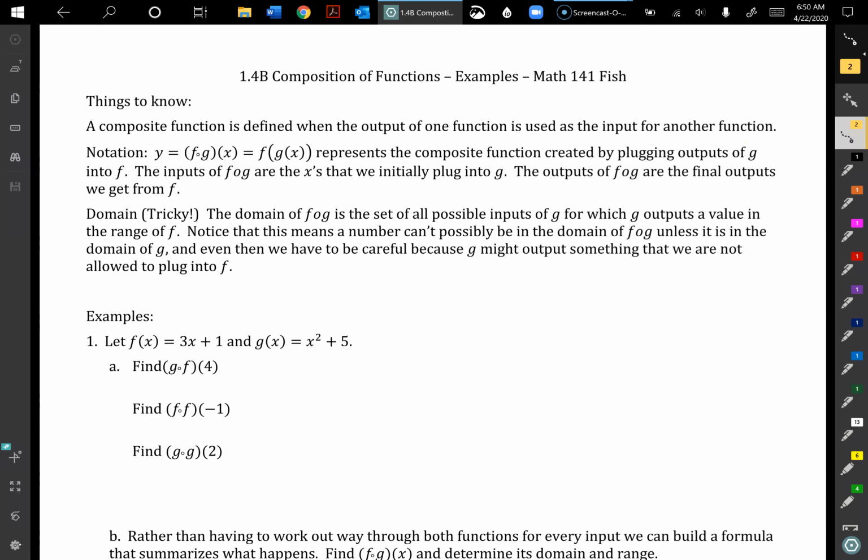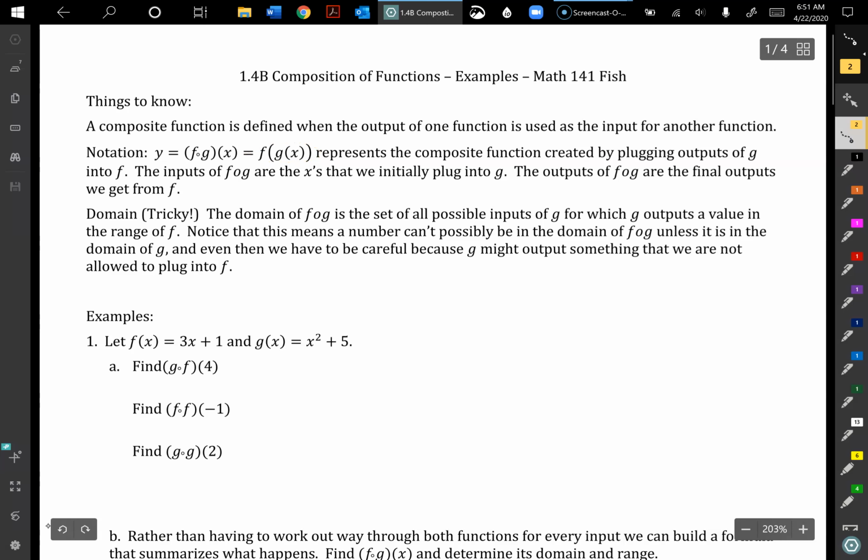So this should go pretty well, hopefully, although some of the math is tricky. So the notation for this is y equals f of g of x. So you could also write it like this, f of g of x.